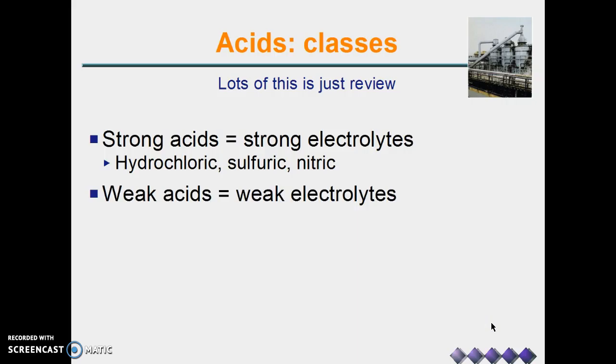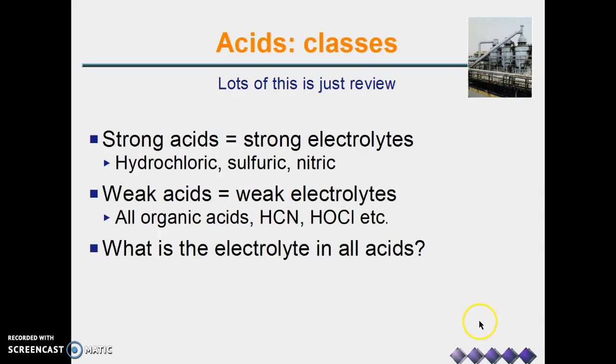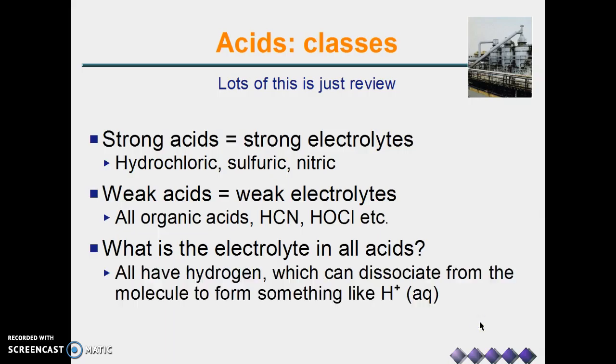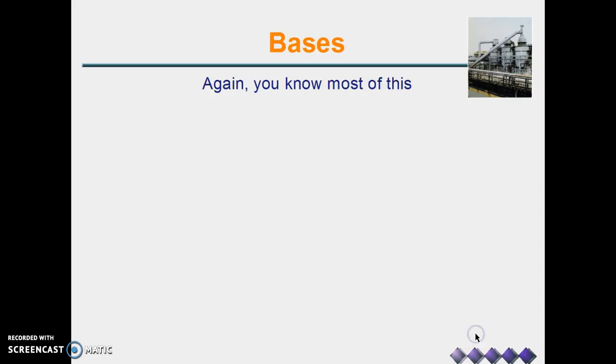Weak acids are weak electrolytes, and most acids are weak acids. So all organic acids, hydrocyanic acid, hypochlorous acid that you find in swimming pools, acetic acid, of course, is the principal one that we study, and that is an organic acid. So what is the electrolyte in all acids besides the anion that they produce? Well, all of them have hydrogen, which can dissociate from the molecule of acid to form H+ aqueous.